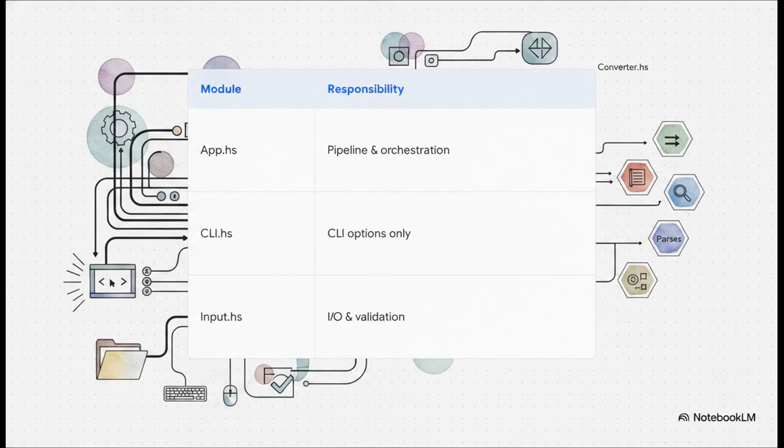In this brand new setup, the app.hs module is now solely responsible for the app pipeline and orchestration. Just that. The modified CLI.hs has been stripped right back to its roots. It handles CLI options only. And finally, the new input.hs module takes over the I/O, the validation, and opening those generated files. And it's really important to note that these three highly specialized modules now live neatly alongside the existing focused files in the directory, like converter.hs, lexicon.hs, parser.hs, and types.hs. Everything finally has its place, and everything has one job.